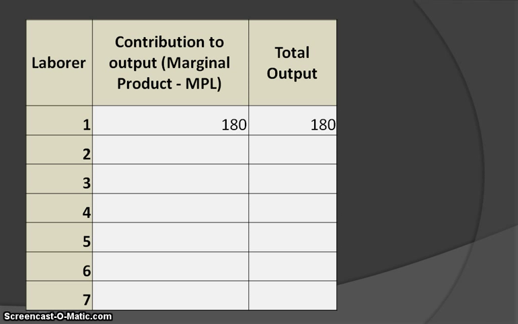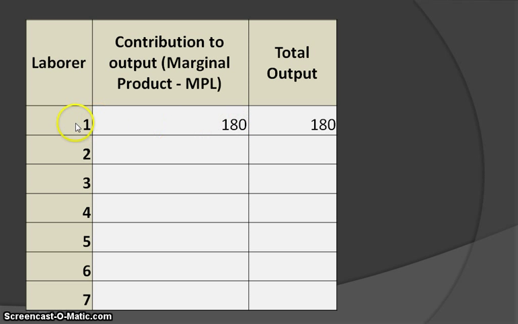Now let's see if we could graph this relationship. So we're going to assume some values and see the relationship that occurs. What we're saying here in this particular diagram is that the first worker, for whatever firm this represents, contributes 180 units. So the first worker contributes 180 units to output.